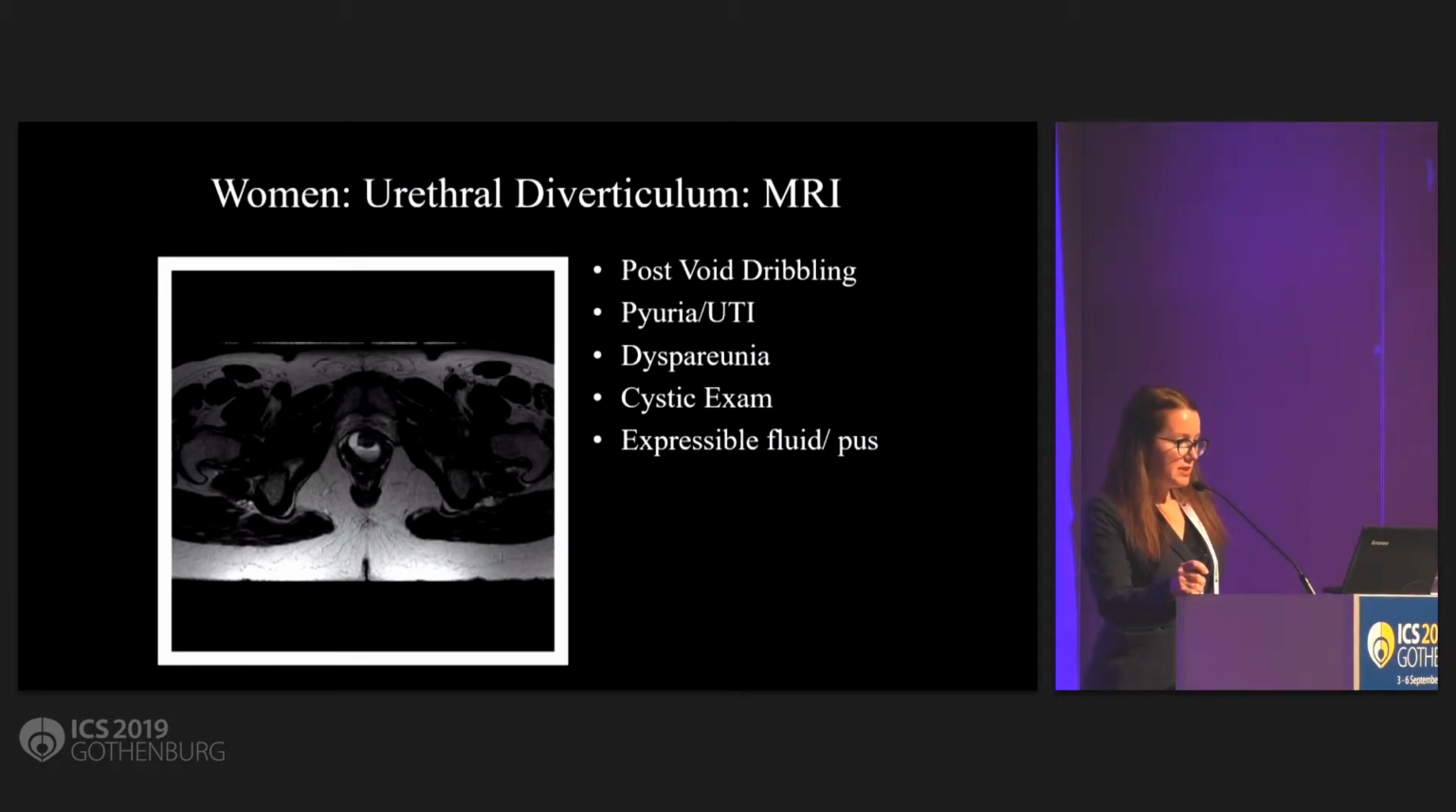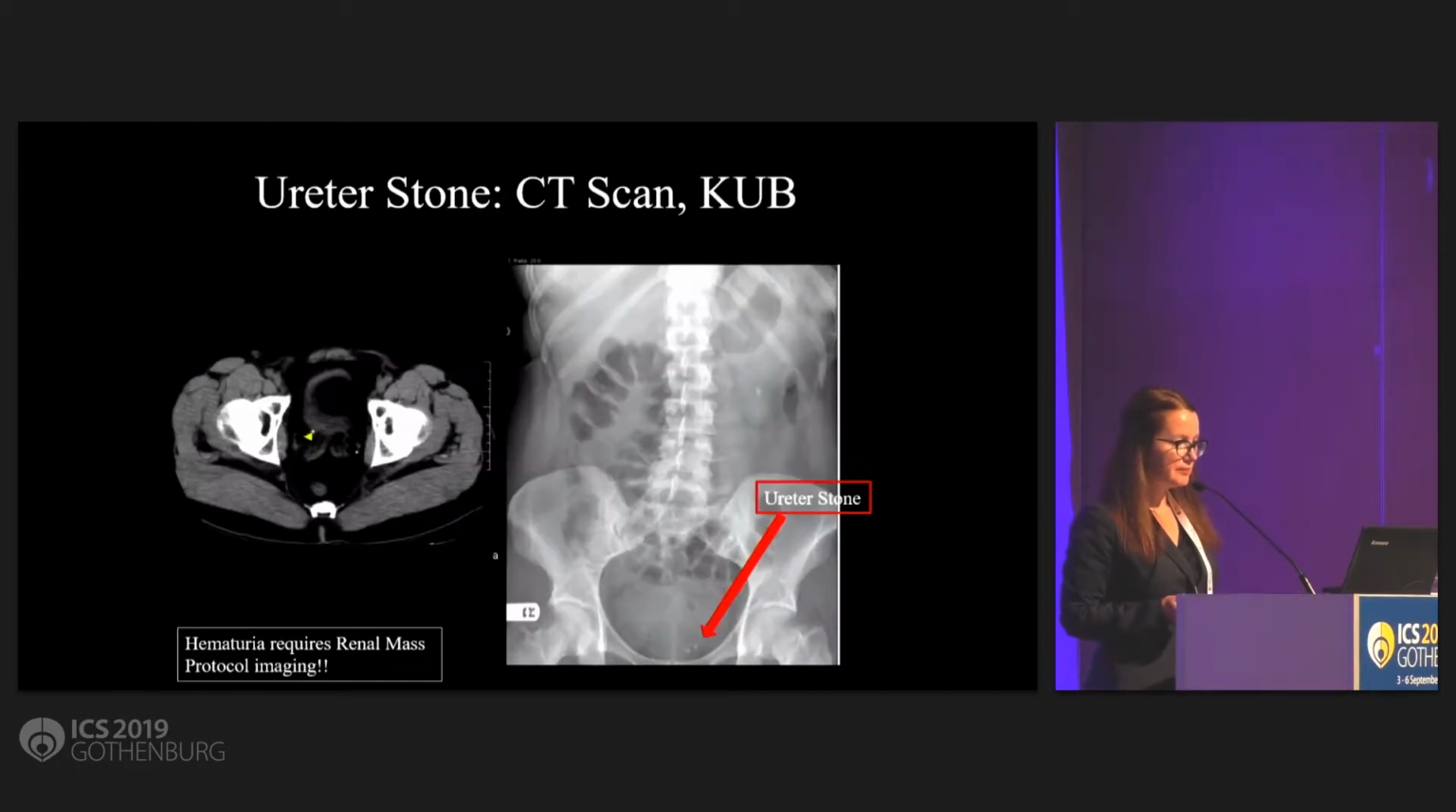Urethral diverticulum. This can be a source of pelvic pain. You'll often see post-void dribbling, pyuria, dyspareunia, and there can be a cystic pelvic exam. You can express fluid and pus. I really only perform an MRI on patients looking for urethral diverticulum as a source of pain when there are recurrent UTIs or post-void dribbling or a palpable mass.